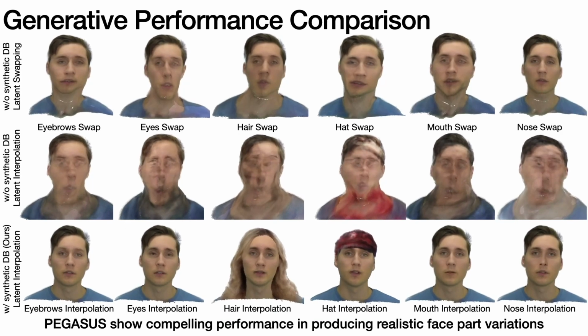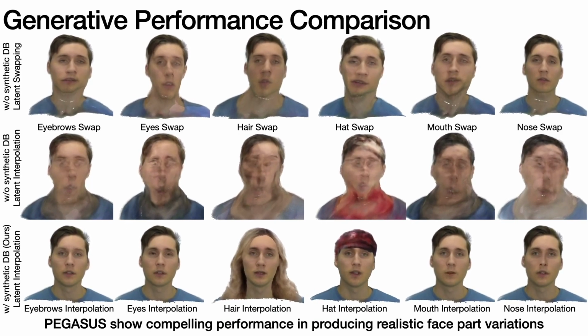We compare the generative performance of PEGASUS. Our latent code configuration and synthetic DB generation show compelling generative performance in latent interpolation and swapping compared to other baselines.